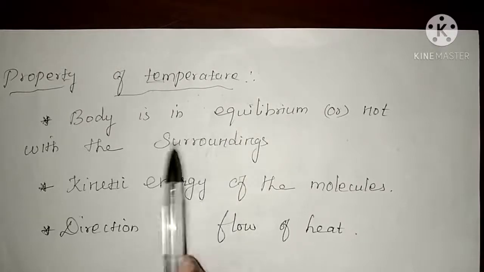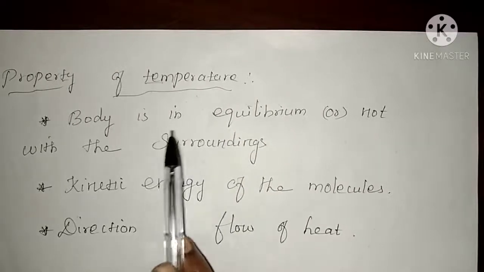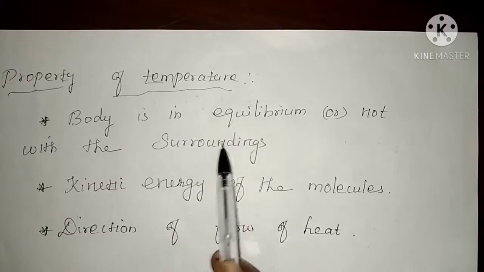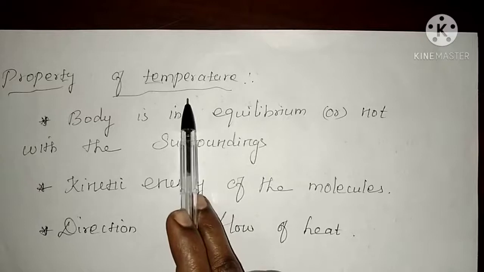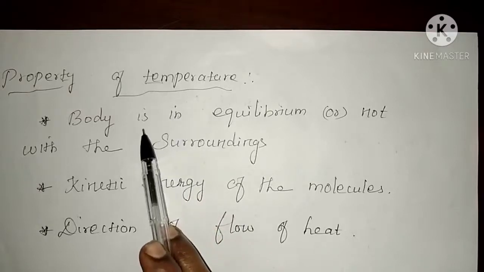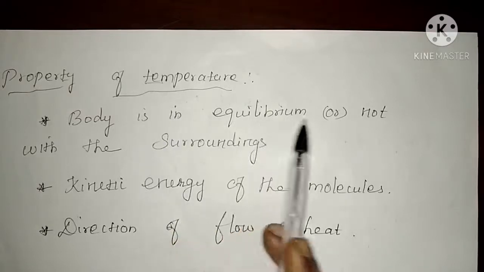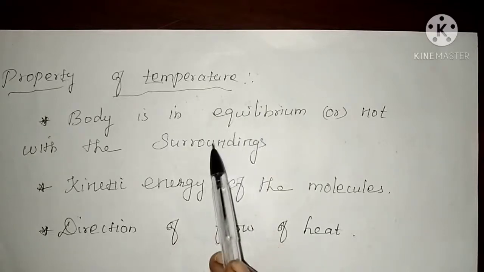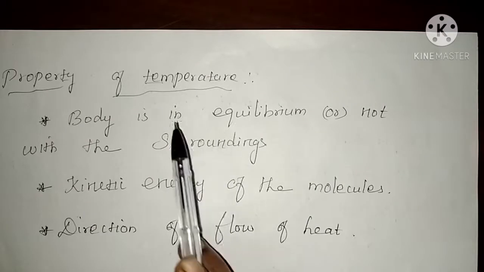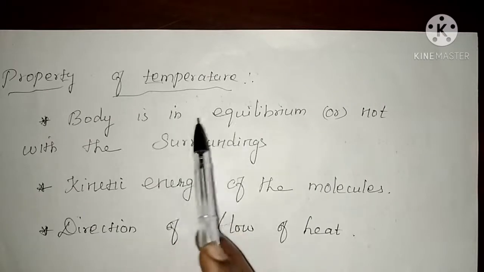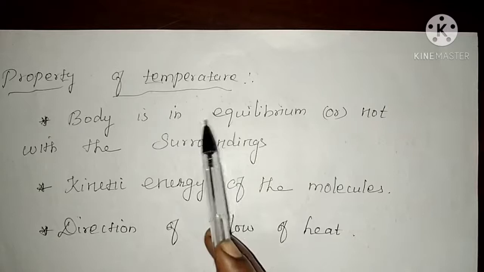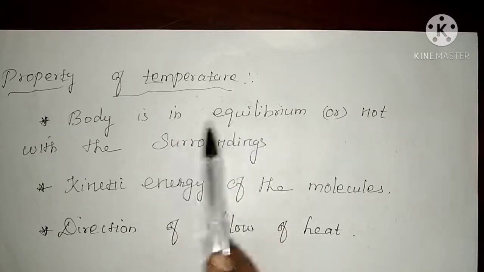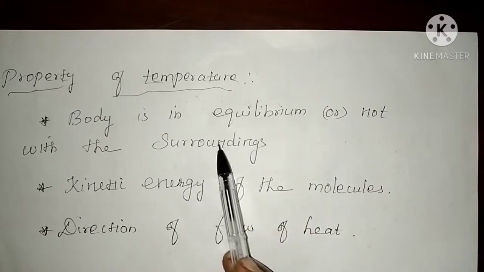Now we are going to learn the properties of temperature. First, we can define whether the body is in equilibrium with the surroundings or not. What do you mean by equilibrium? It has the same temperature as the surroundings. For example, if the object temperature and the room temperature are the same, we can say the body is in equilibrium with the surroundings.